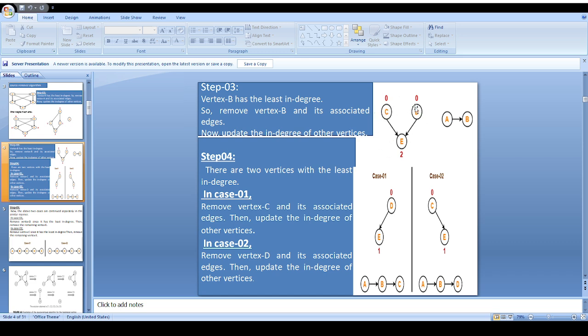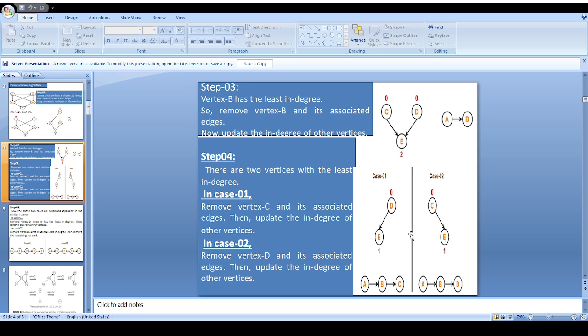After getting the structure, again we have to mark the in-degrees. For C, 0 in-degree, for D, 0 in-degree, and for E, 2. Among this list, C and D both have 0, and you can prefer either one. You can remove C first, or you can remove D. Whatever we follow, we can do it. In case 1, I am removing C and I get this information. In case 2, I try to remove D, so I get this information.